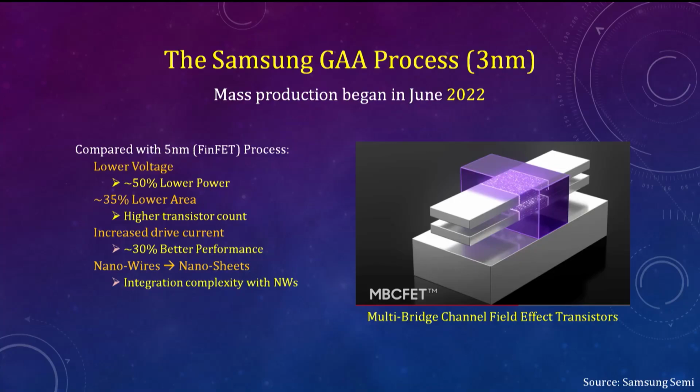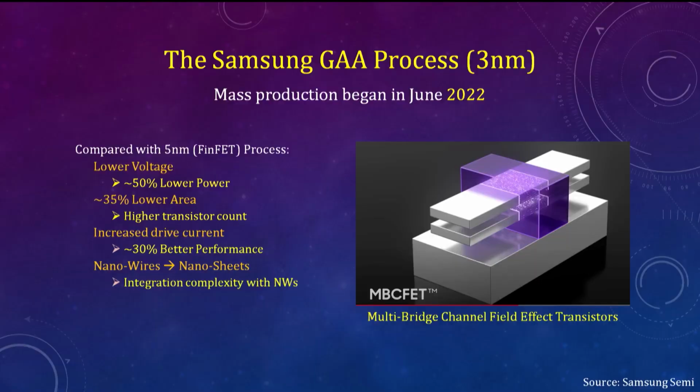Why do we need lower voltage? Because the power is proportional to voltage. If you have lower voltage, you can reduce the power consumption. That means the chip will not get hot anymore. You don't need to put a fan in the computer, and you can have 35% lower area with this technology. The lower area means you can pack more transistors into this chip again, and obviously you have increased drive current, because as I said, there is a gate all around, so more channel width, and as a result more current.